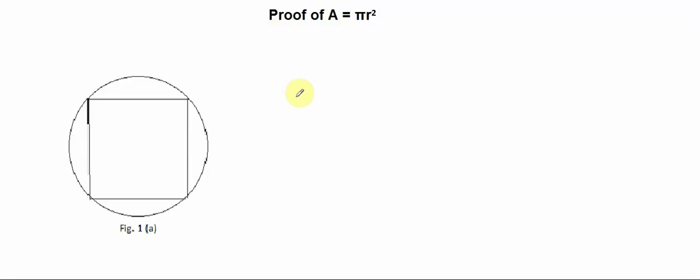Greetings. In this video, we will derive the formula for the area of a circle. A is equal to pi r square.